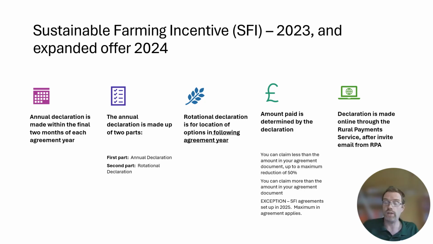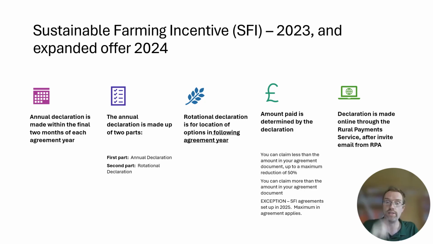But in my annual declaration, in my rotational declaration, I will be able to claim more than that, or less than that, depending on how my rotations have worked out on my farm. The only thing is that I can only reduce my claim by 50% from what I applied for in that first application.